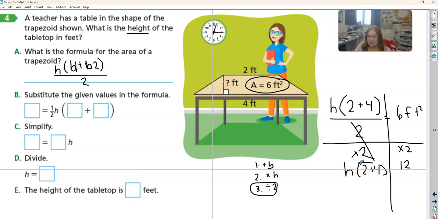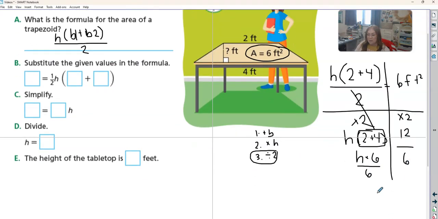We're going to put our bases together. So 6 plus 4, it's not 6 plus 4. 4 plus 2 is 6. So we have h times 6. Now we need to undo that. The opposite of timesing by 6 is to divide by 6. So I come over here, 12 divided by 6 equals 2. h equals 2, because this canceled out. All we have left is h, or h equals 2.